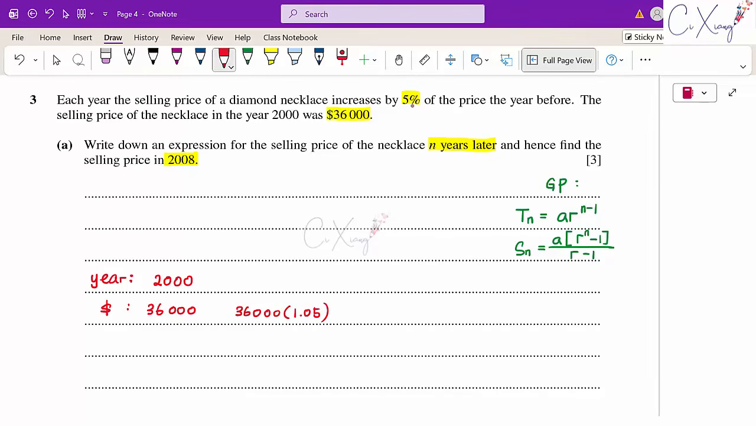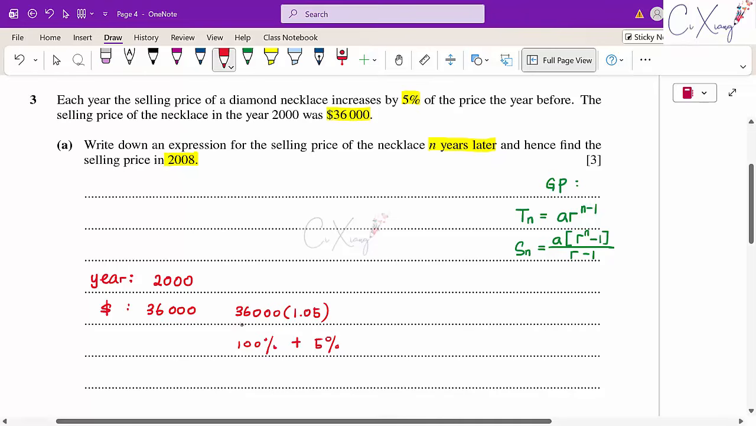It is because you are having 100% plus the 5%. So the total of this will be 105% for the next year. The amount that you have for the next year will be the original 36,000 plus another 5%. So the total there should be 105%, which is 1.05 in ratio, right? So this is actually for the year 2001. Okay, then how about for 2002?